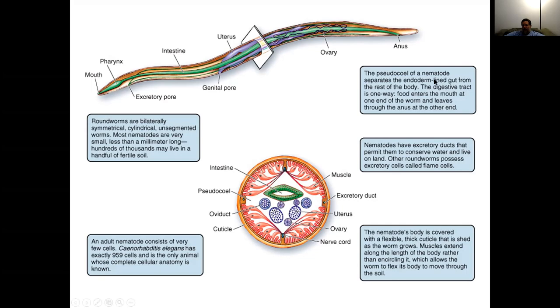The pseudocoel of a nematode separates the endoderm-lined gut from the rest of the body, and the digestive tract is one way. Food enters into the mouth, travels through the digestive system, then exits the anus. Nematodes have excretory ducts that permit them to conserve water and live on land. Other roundworms also have excretory cells called flame cells. These are kind of like primitive kidneys for the animal. Again, the body is covered in a thick cuticle and the muscles extend along the body.